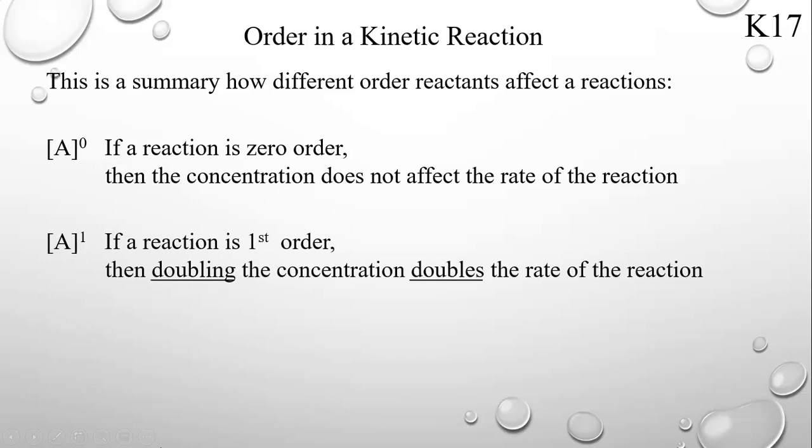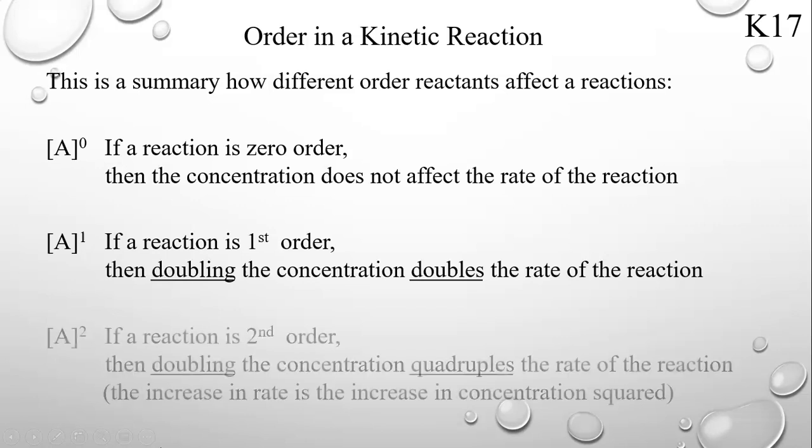If it's first order, and most reactions are first order reactions, then doubling the concentration doubles the rate of reaction. It kind of makes sense. If you have twice as many molecules in there smashing into each other, then the reaction is going to happen twice as fast. So that makes some logical sense, and that's a first order reaction. And as I say, most reactions in chemistry and in nature are first order reactions.